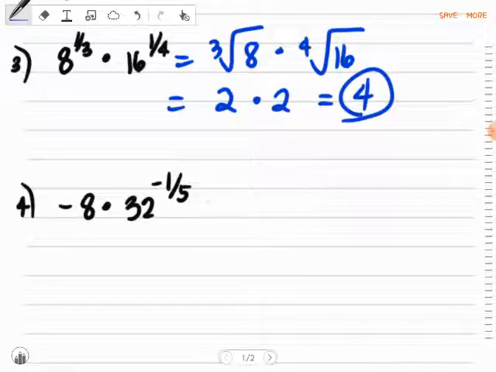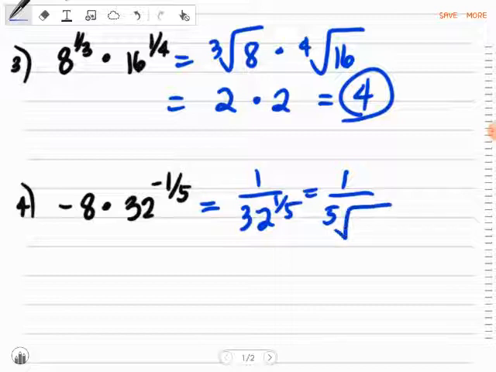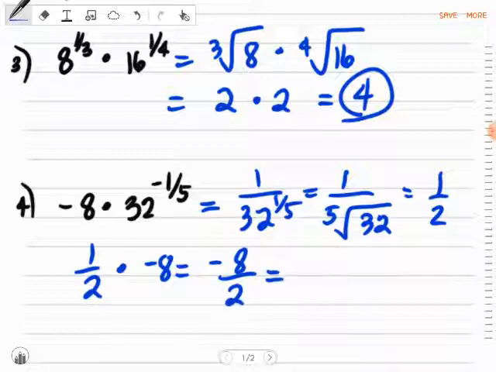For number 4, we have only 1, and that's 32 raised to negative 1 over 5. So here we will apply some exponential notation rules, and that's equal to 1 over 32 raised to 1 over 5. Magiging positive na siya basta binaba mo siya. Kung nasa numerator siya, gawin mo siyang denominator. Kung nasa denominator at negative yung exponent niya, itaas mo para maging positive. Okay? Yung kanyang exponent. So for this one, what is the fifth root of 32? That's 2. So we have 1 half times negative 8, and that is negative 8 over 2. And what is 8 divided by 2? That's 4. They don't have the same sign, so the answer is negative.